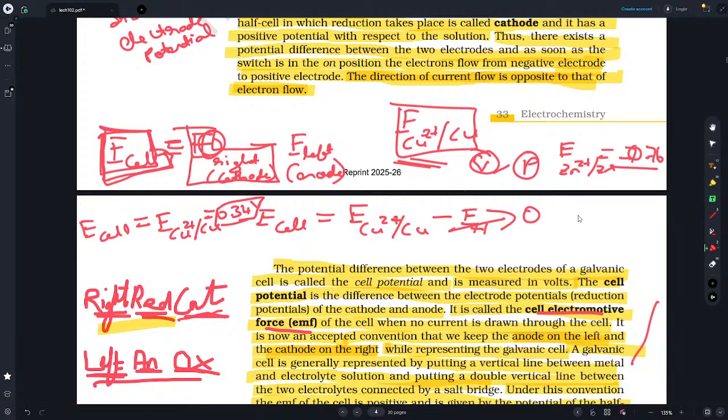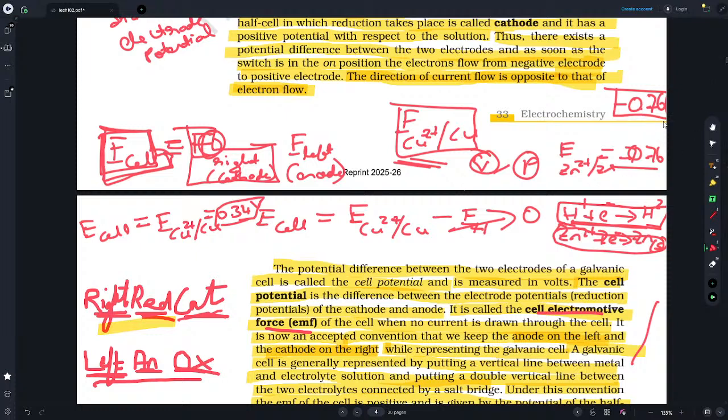which is negative because H+ can more easily reduce to H2 than zinc getting reduced to neutral zinc. This has more tendency to happen than zinc getting reduced. As such, compared to hydrogen, the potential is negative.